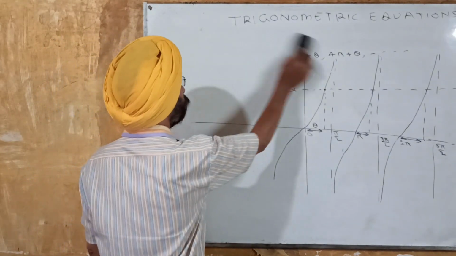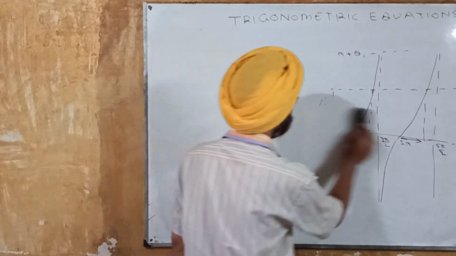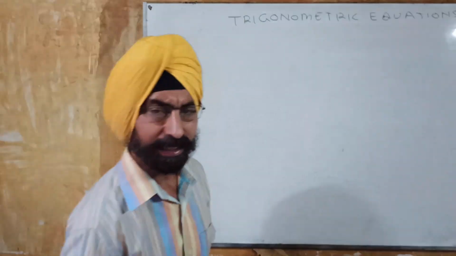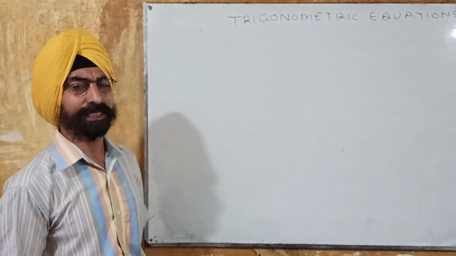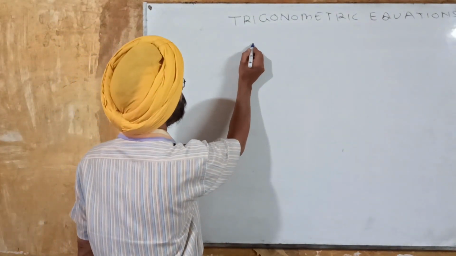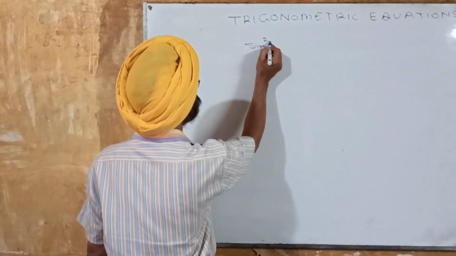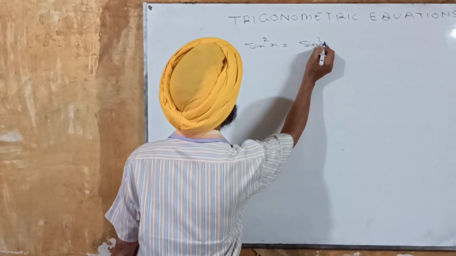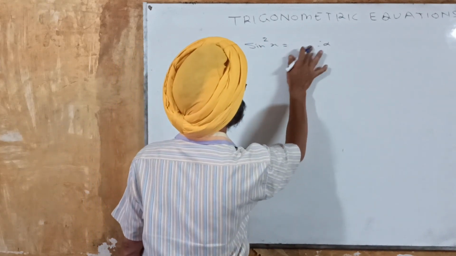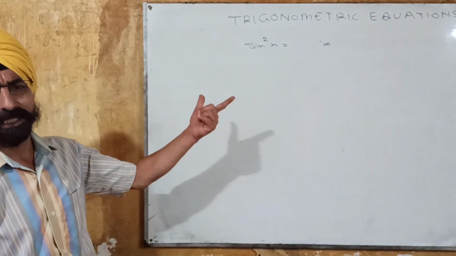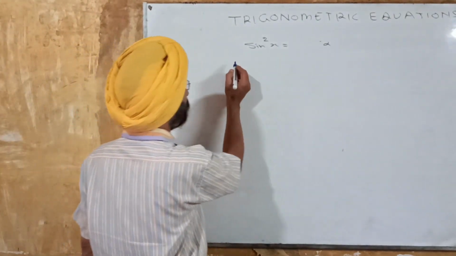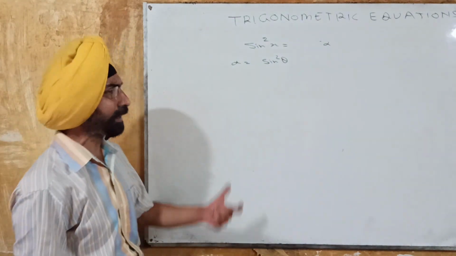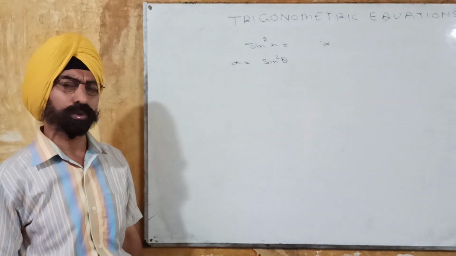Then we move on to the square functions, when sin square x is equal to alpha, or cos square x is equal to alpha, or tan square x is equal to alpha. So suppose sin square x is equal to sin square alpha. You can take anything; I am taking alpha is equal to sin square theta, which will make it a little bit easy. That means sin square x is equal to sin square theta.